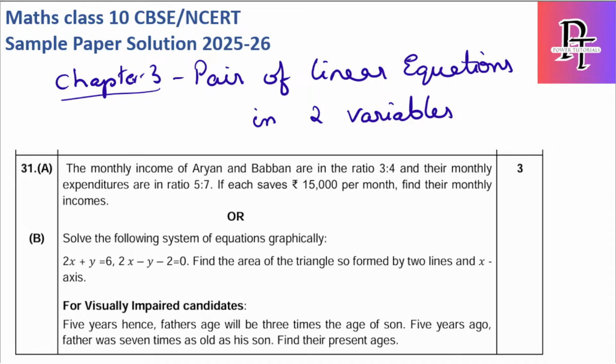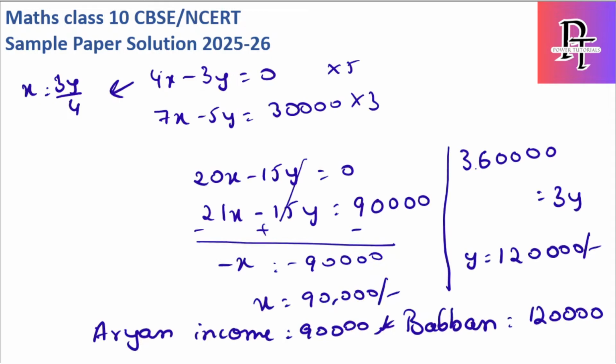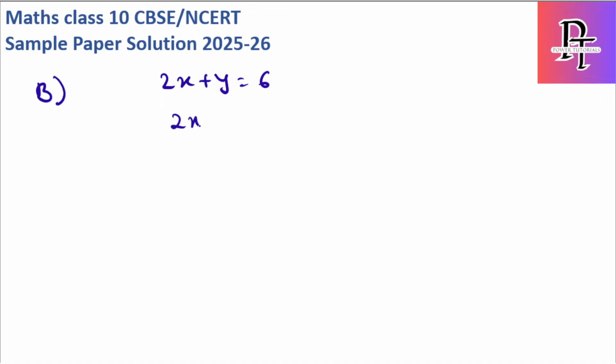Okay, let's solve the second one. In this question you have to solve it graphically. As I can't use a graph sheet here, I will try to explain most of the part using freehand. So what are the equations? 2x plus y is equal to 6. And the second equation: 2x minus y minus 2 is equal to 0. And what are they asking?